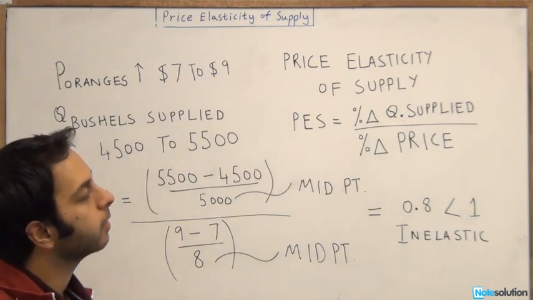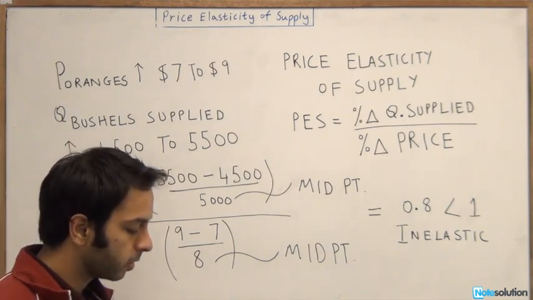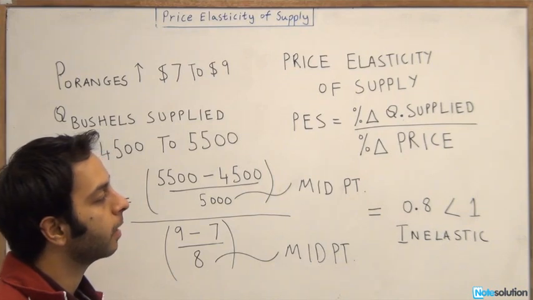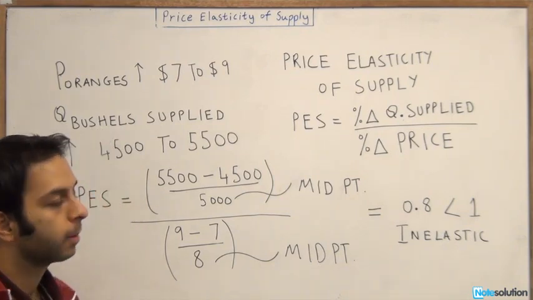The last one is none of the above. And so we've already chosen B, that the supply of oranges is inelastic, to be our answer. And hence the answer is part B.